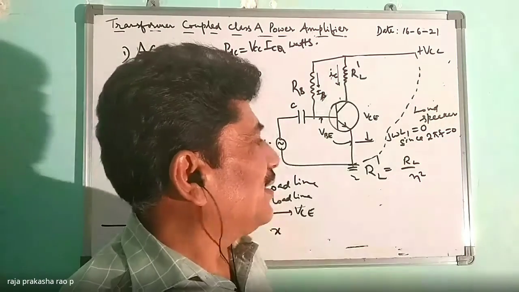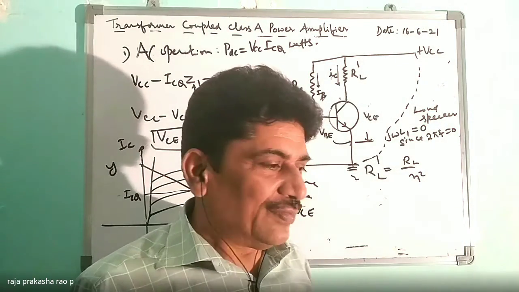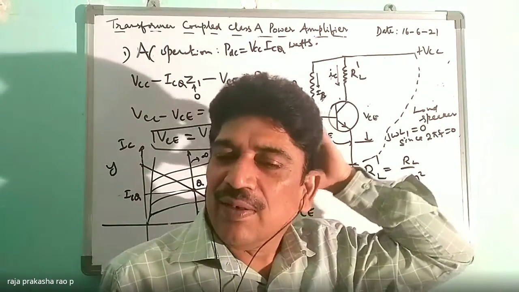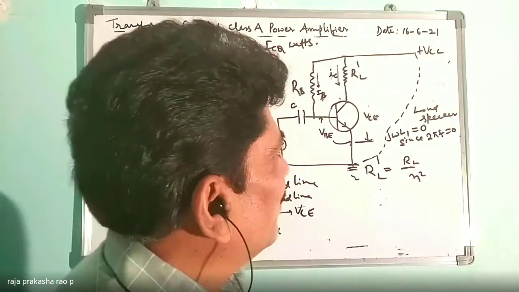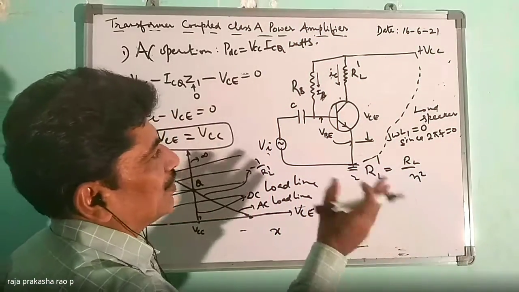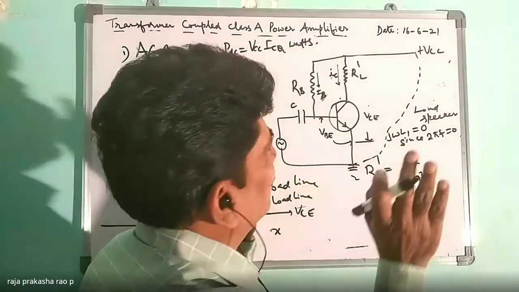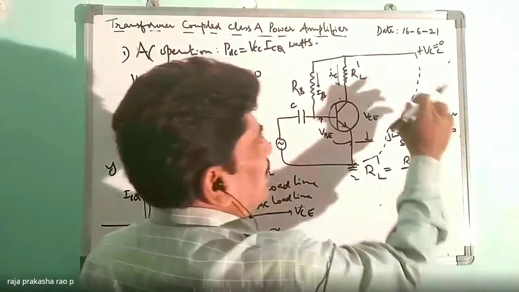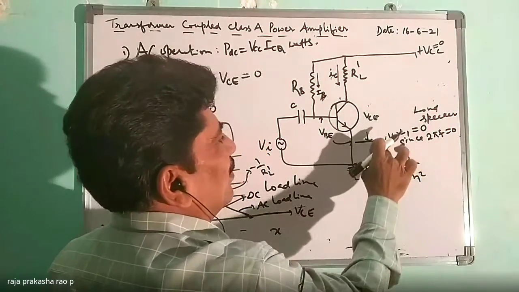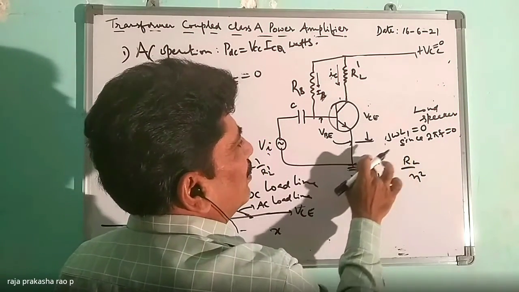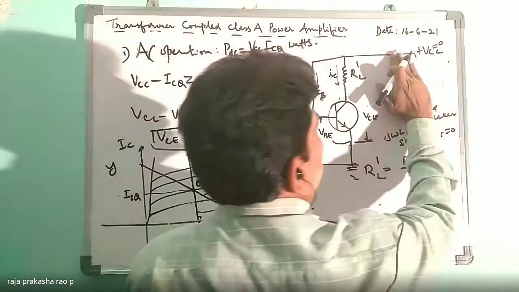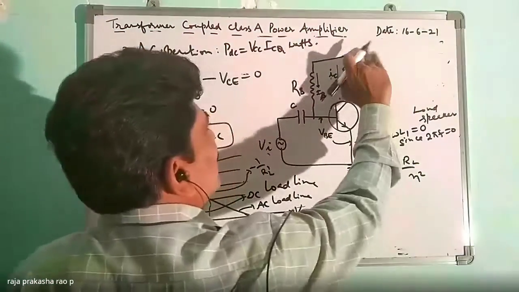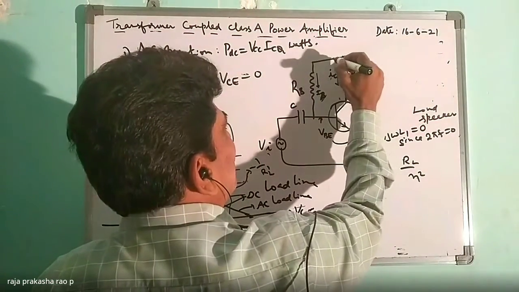Is there VCC here? In that guidelines, VCC will be set to 0. I will convert this circuit as it is. Okay, VCC will be set to 0. Is it not? I forgot to initialize it to 0. So VCC is no more. VCC is not there.